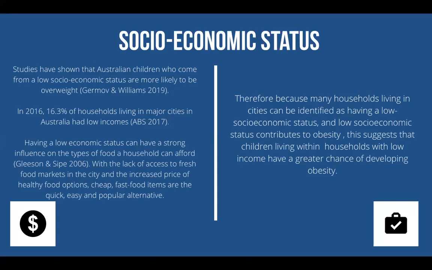Socioeconomic status. Studies have shown that Australian children who come from a low socioeconomic status are more likely to be overweight. In 2016, 16.3% of households living in major cities in Australia had low incomes. Having a low economic status can have a strong influence on the types of food a household can afford. With the lack of access to fresh food markets in the city and the increased price of healthy food options, cheap fast food items are the quick and easy and popular alternative.